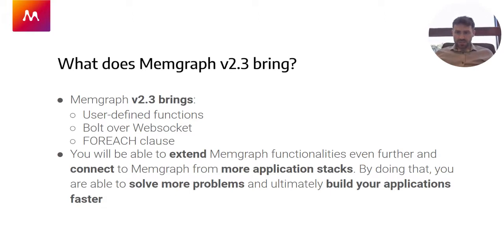When it comes to functionalities, 2.3 brings a lot of new stuff: user-defined functions, Bolt over WebSocket, and the FOREACH clause. With all these things, you'll be able to extend Memgraph functionalities even further and connect to Memgraph from more application stacks. By doing that, you will be able to solve more problems and ultimately build your applications faster. Essentially, we added a lot of these ease of use functionalities, and by doing so, we hope that more people will be able to connect to Memgraph and leverage graph analytics and bring a lot more data in from the streaming sources.